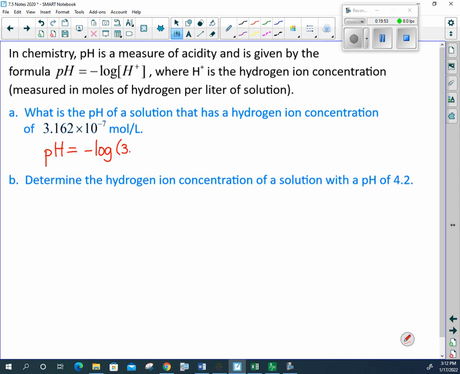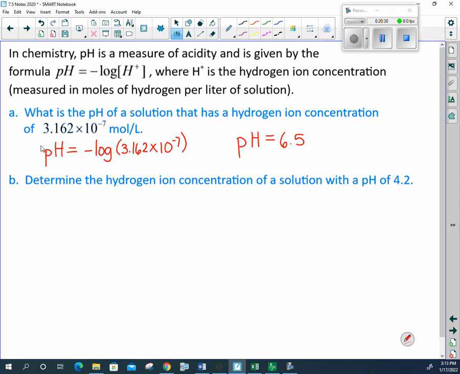Negative log of 3.162 times 10 to the negative 7. So we'll just type that into our calculator and see what we get. So negative log, 3.162 times 10 to the negative 7. So 6.5. So a pH of 6.5.